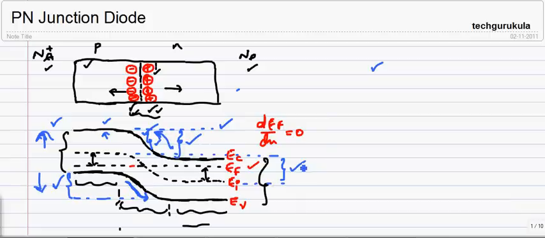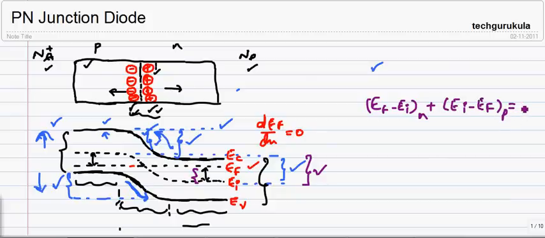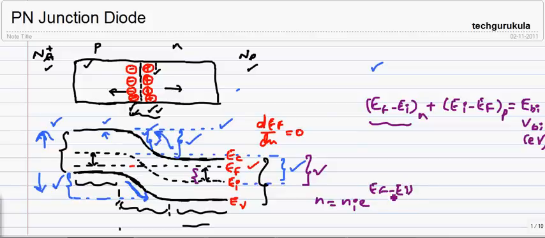Now, this difference is equal to this difference, which is, let me write this, EF minus EI on the N side, plus EI minus EF on the P side. This will be equal to the built-in potential, which you can write as VBI, in electron volts. Now we know that n equals ni times e to the power (EF minus EI) over kT, and p equals ni times e to the power (EI minus EF) over kT.